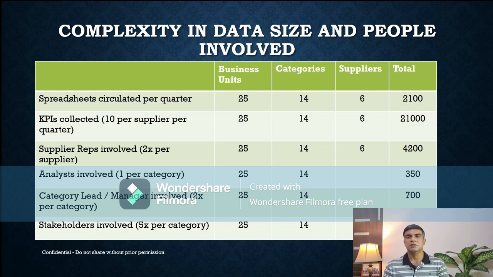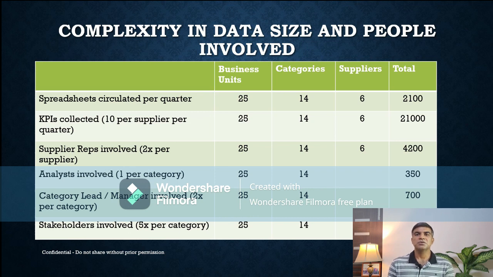Each spreadsheet would go to a supplier for them to fill out the performance data. So about 21,000 pieces of data were being collected every quarter. And in every supplier's case, there would be at least 2 reps involved. One would be filling the data and another would be approving the data. So there were about 4,200 supplier folks involved.